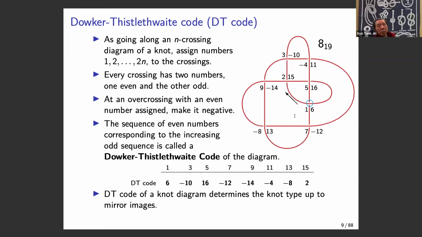The main source of our DT codes is the Knotscape program. So you can get Knotscape from Thistlethwaite's homepage, or maybe Jim Hoste's homepage.